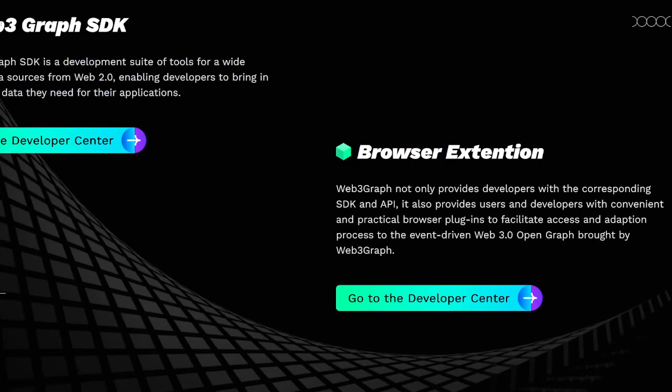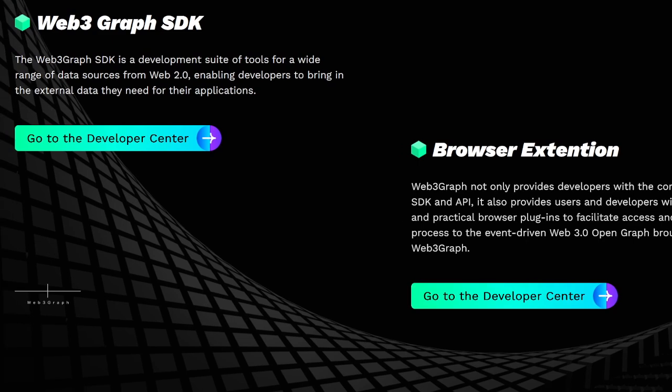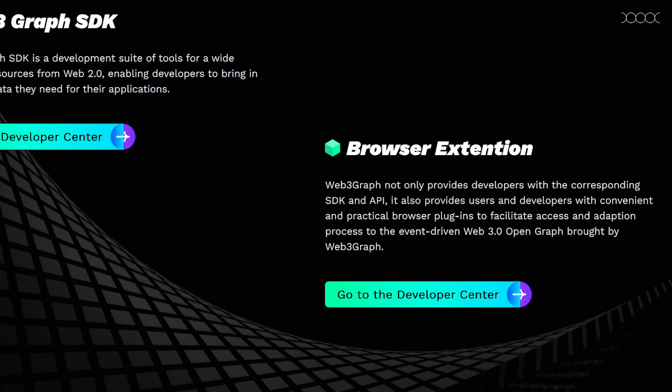We also see the Web3 Graph SDK. The Web3 Graph SDK is actually a development suite of tools for a wide range of data sources from Web 2.0. It enables developers to bring in the external data they need for their applications. So that's really cool as well. We're seeing a lot of reasons why people are getting involved here, and the features and utility in today's cryptoverse are definitely going to be helpful.